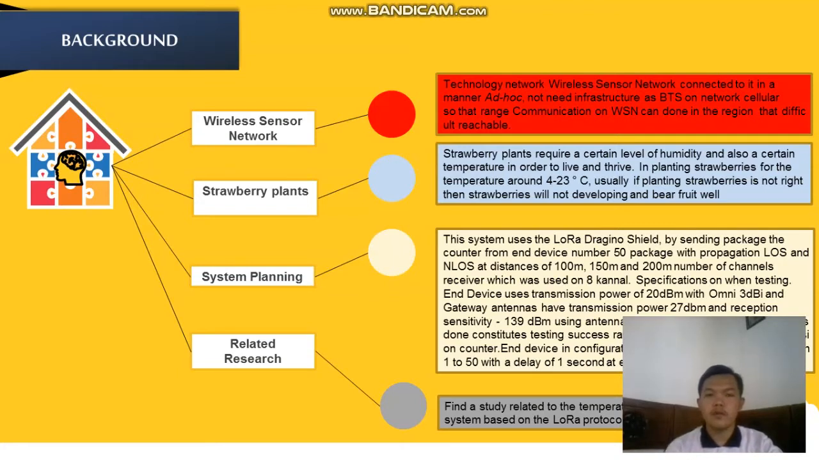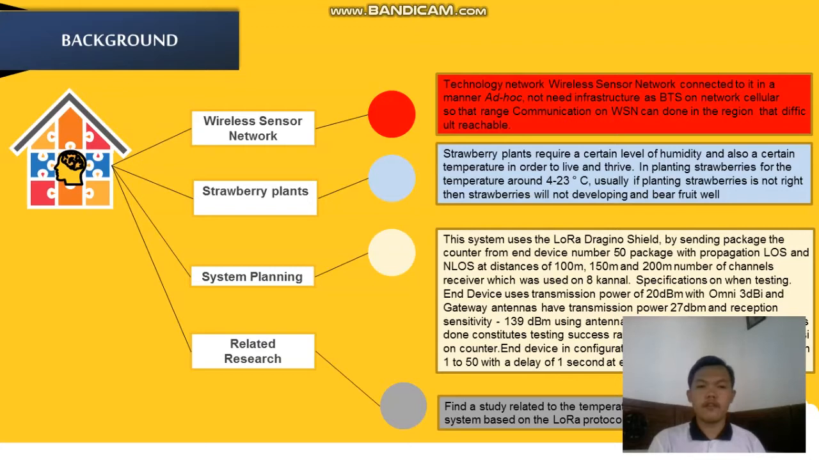2. Strawberry plant. Strawberry plant requires a certain level of humidity and also a certain temperature in order to live and thrive. In planting strawberries, the temperature is around 4 until 23 Celsius. Usually if planting strawberries is not right, then strawberries will not develop and bear fruit well.